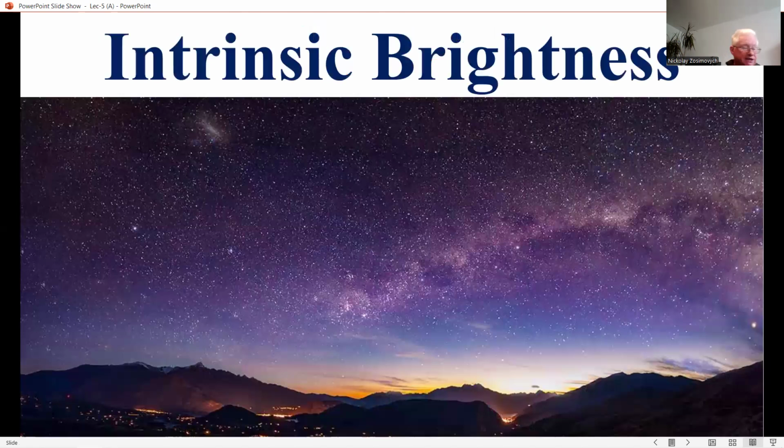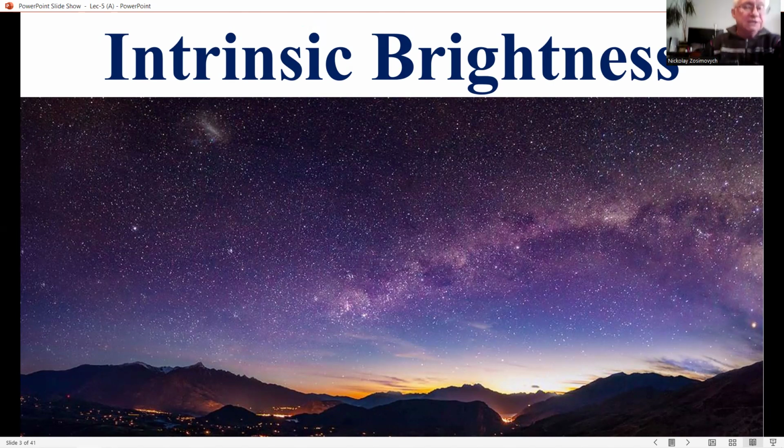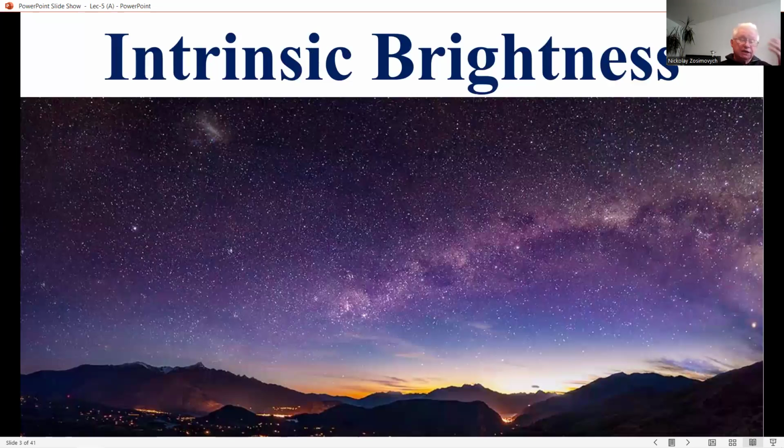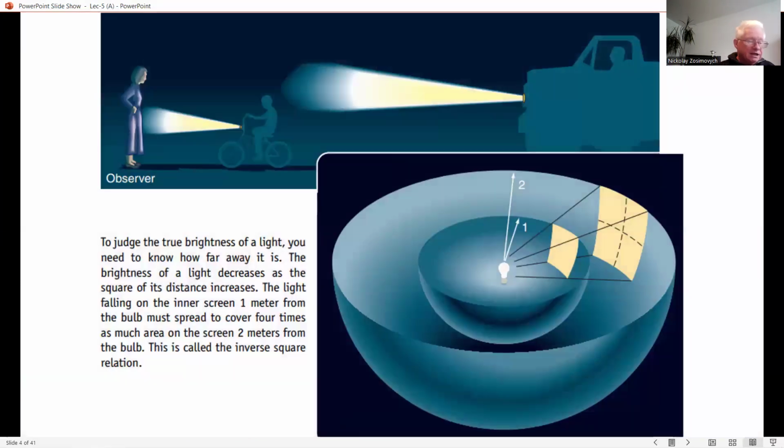If you see a light on a dark highway, it is hard to tell how bright it really is. It could be the brilliant headlight on a distant truck or the dim headlight on a nearby bicycle. Let's look at this slide, please.